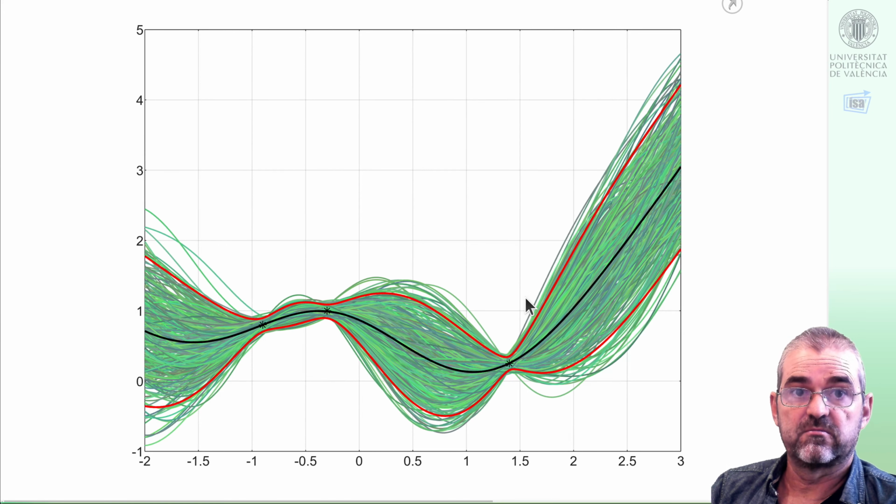And we also inspected the effect of varying the correlation distance in the covariance kernel.